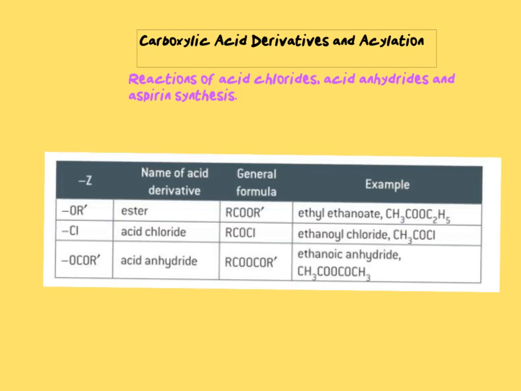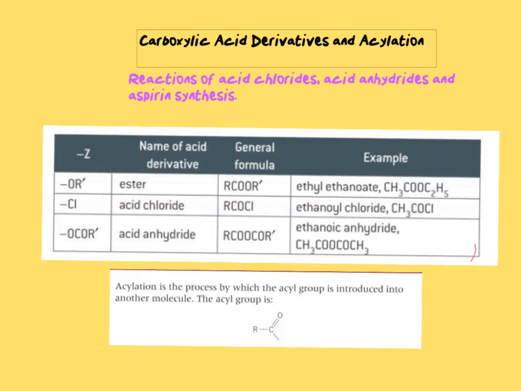The final topic on carbonyl compounds is carboxylic acid derivatives and acylation. Carboxylic acid derivatives that you've come across already when we studied the topic of nomenclature earlier on in the term include esters, acid chlorides or acyl chlorides, and acid anhydrides.